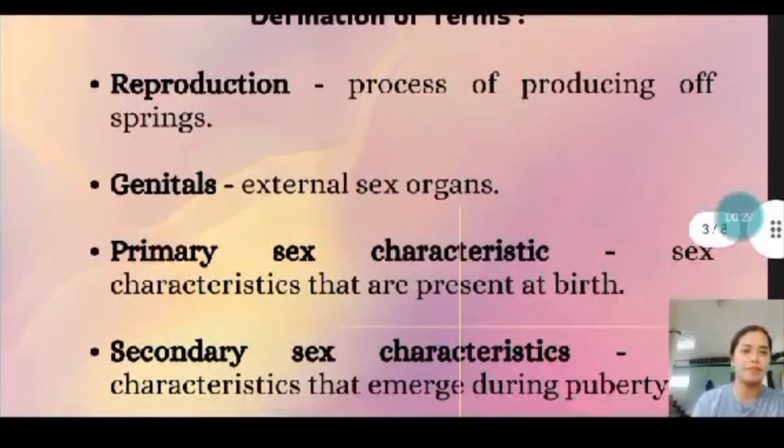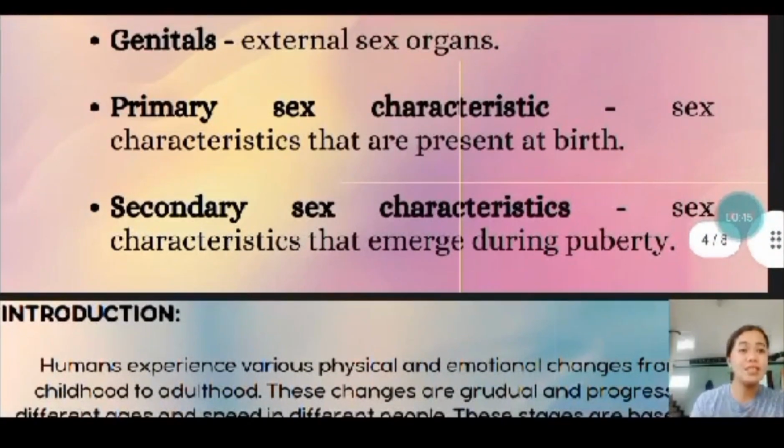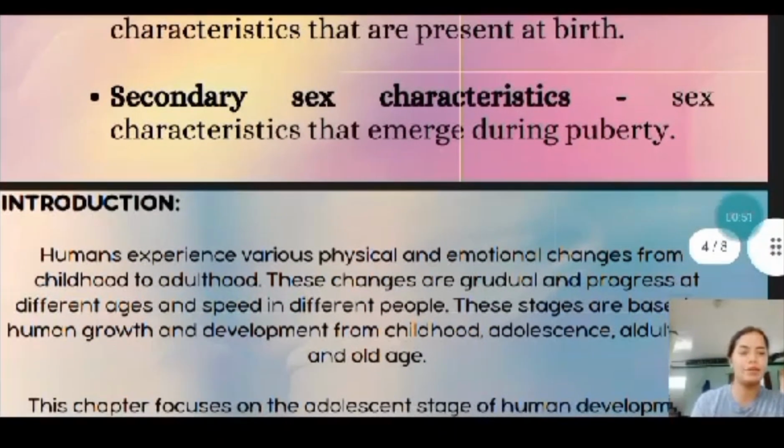This is the definition of terms. Reproduction: the process of producing offspring. Genitals: external sex organs, primary sex characteristics that are present at birth. Secondary characteristics: sex characteristics that emerge during puberty.